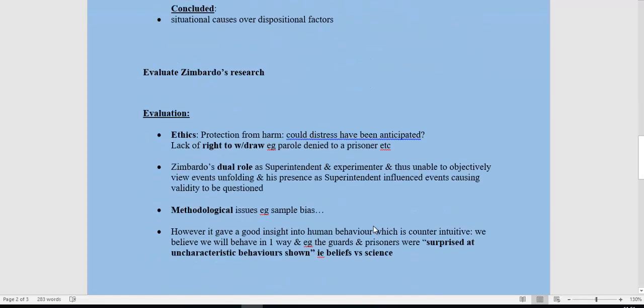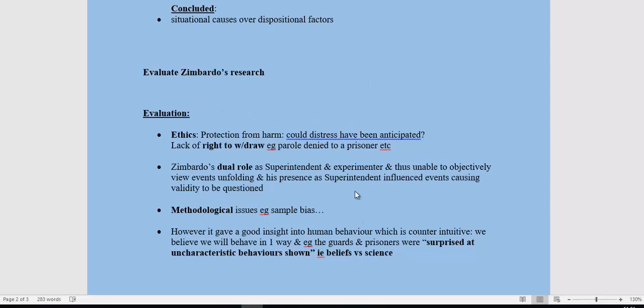Okay, so what else do we want to say? We would maybe put in the conclusion that it was actually looking at situational factors versus dispositional, and here it was concluded that the situation was more important than anything to do with their disposition, in other words, their innate personalities. Here, the situation caused, if you like, the bad apple.